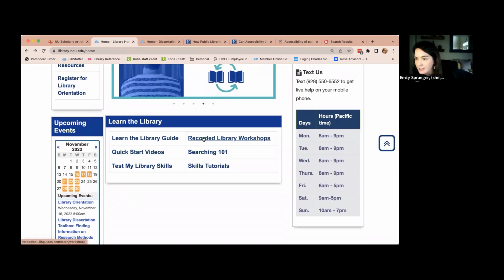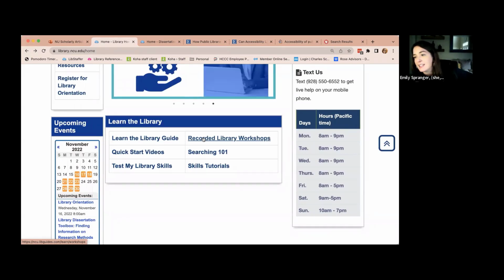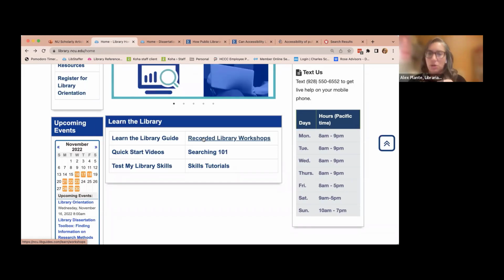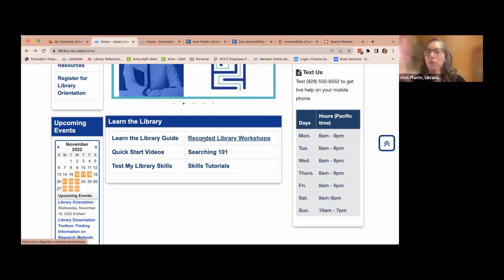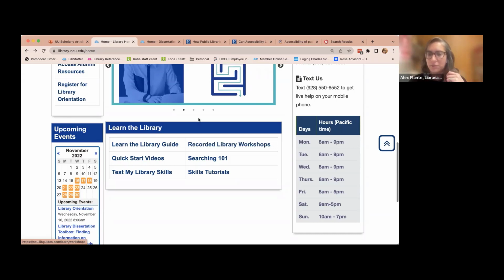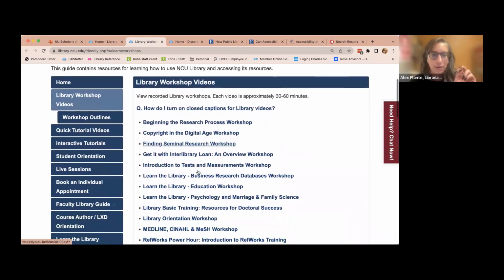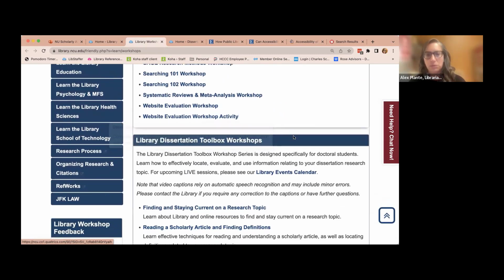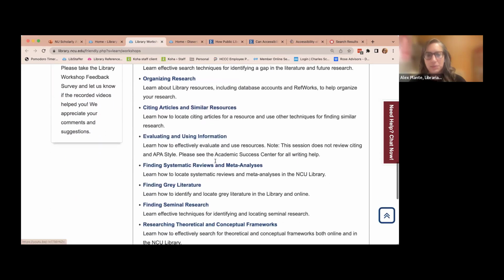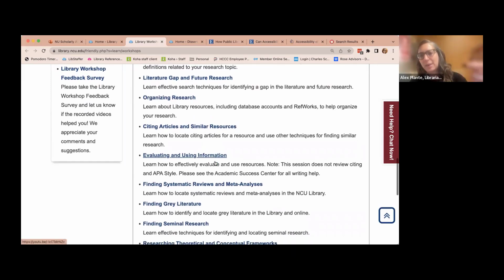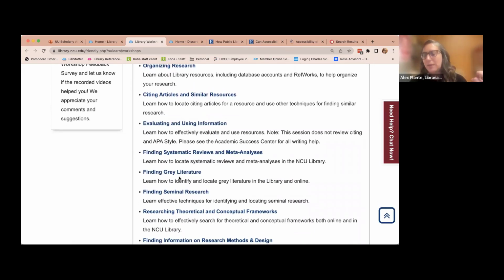Just to revisit this question, which may have already been answered: how do we gain access to articles that we're unable to access? This is going to be through the interlibrary loan request. Yes, so I'll answer both. Recorded library workshops are down, or if you scroll down a little bit. Stephen, you had the question about gray literature. Listed under the Library Dissertation Toolbox, we also have finding gray literature, and people also have a lot of questions about gaps and future research.